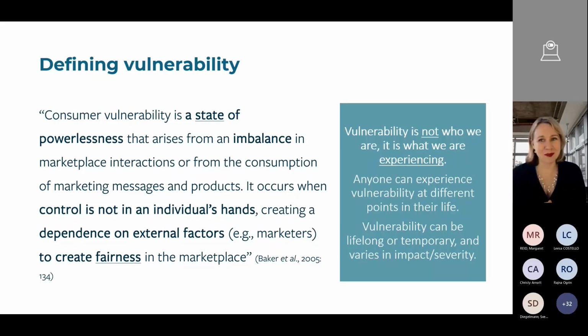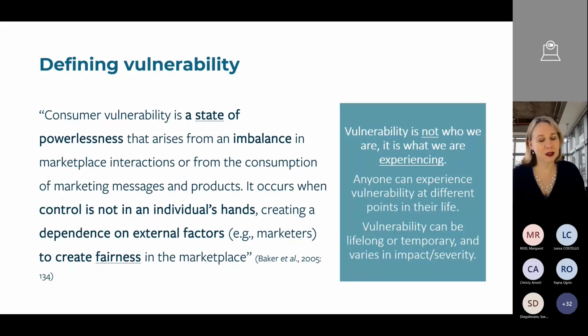Now, as I said, a very marketing-centric definition, but one of the key points that I wanted to call out is that vulnerability is a state of powerlessness or a state of experience rather than a trait or an identity-based issue. So it's not who we are, but rather what we are currently experiencing at the time. And as I heard coming up at the keynotes and at other presentations today, we know that anyone can experience vulnerability at different points in their life, and that vulnerability can be lifelong or temporary, and it can vary in impact and severity as well.